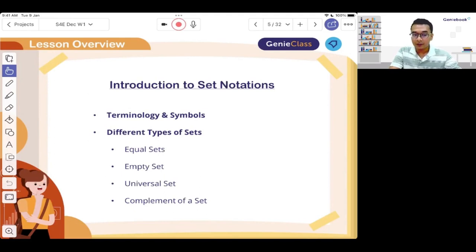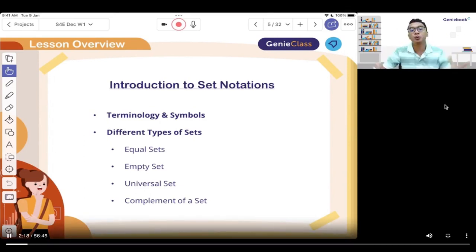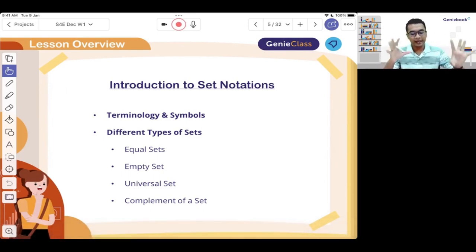Today we're going to start on a brand new topic and something that we've not quite covered before in Sec 1, 2, and 3, and that is set notation. It's actually a very, very fun lesson. For those of you who are more of a visual learner, you like looking at diagrams, things that are more visual as opposed to just numbers and algebra, I think you will find this a very, very fun topic.